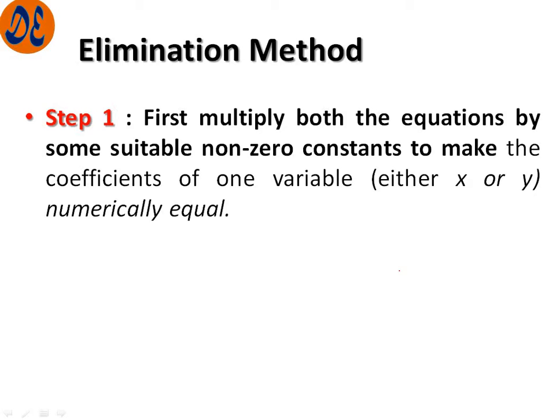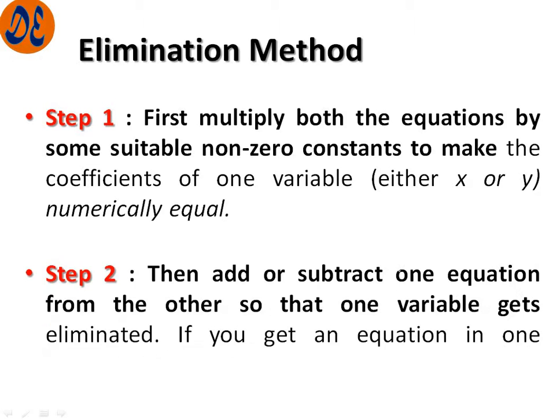In the elimination method, the first step is to multiply both the equations by some suitable non-zero constant to make the coefficient of one variable, either x or y, numerically equal. That means we will multiply the whole of equation 1 and equation 2 by a suitable value, whatever we wish, so that the coefficient of either x or y is equal in both the equations.